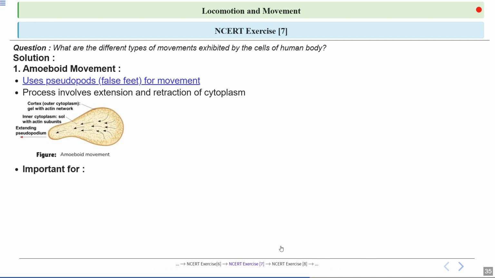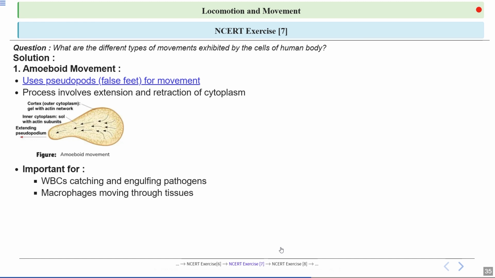Now, this movement is especially important for several types of cells and processes in our body. Let's look at some real life examples where this movement plays a crucial role. First, WBCs, or white blood cells, use amoeboid movement to catch and engulf pathogens. You can think of them as security guards patrolling and capturing intruders in our body. Macrophages, another type of immune cell, also move through tissues using this method. They act like the cleanup crew moving around to find and digest debris, or dead cells.